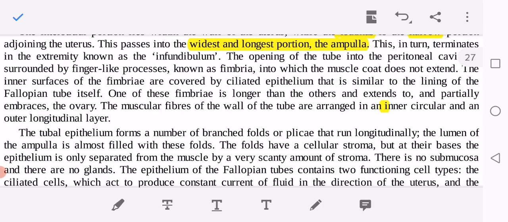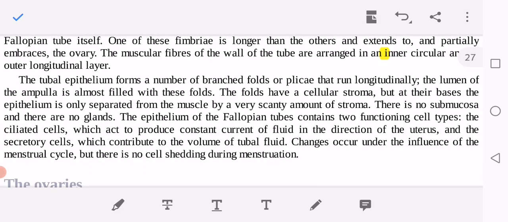The muscular fibers of the wall of the tube are arranged in inner circular and outer longitudinal layers. Okay, the tubal epithelium forms a number of branched folds and plicae that run longitudinally, and the lumen of the ampulla is almost filled with these folds. The folds have a cellular stroma, but at their bases the epithelium is only separated from the muscle by a very scanty amount of stroma. There is no mucosa and there are no glands.